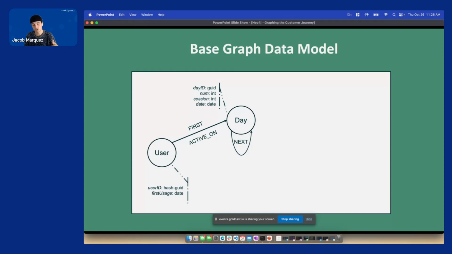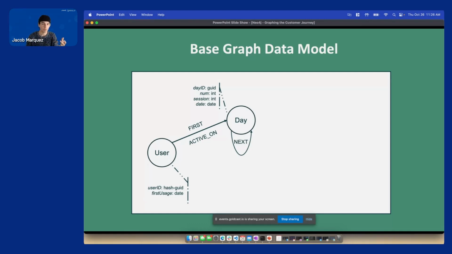Each day will have a next relationship to the successive day. And that's important for the journey aspect, right? Because we want to start saying, okay, give me day zero, and then give me the next day, and then give me the next day, and start traversing that chain of events or the chain of relative days.